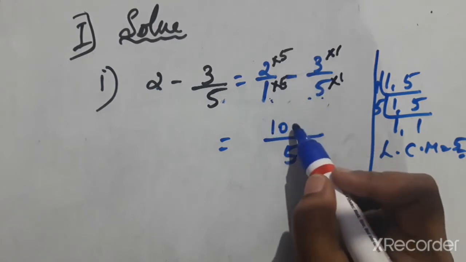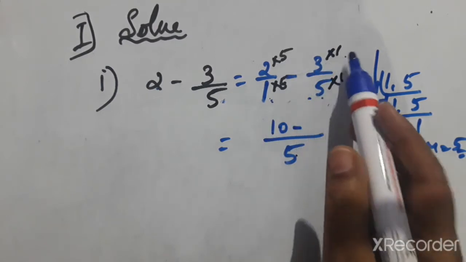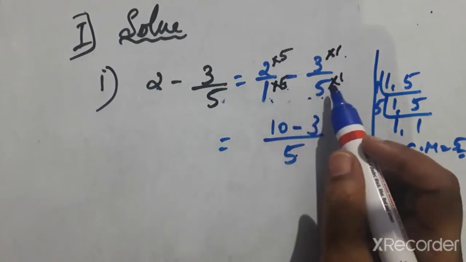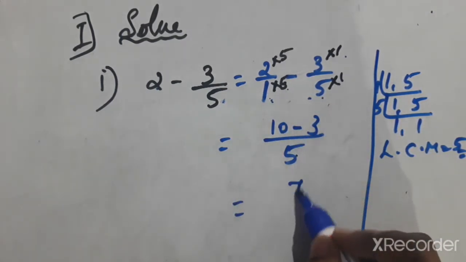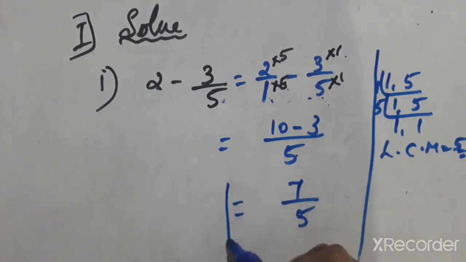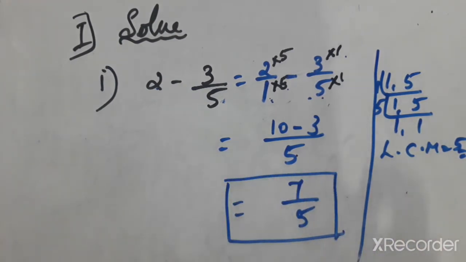Here is the minus symbol, the same symbol we have to write. 3 ones are 3. 1 five is 5, and 5 ones are 5, we already wrote that. Now 10 minus 3 is 7 by 5. This is the answer, children: 7 by 5.